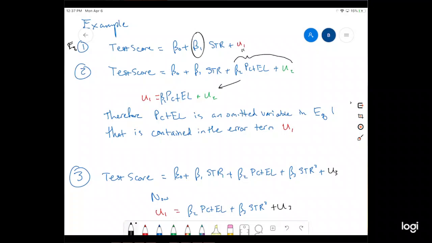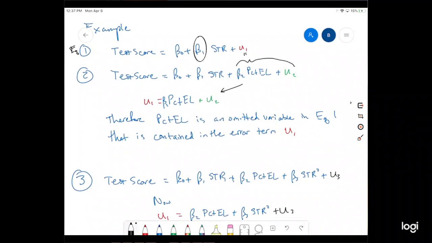So let's look at another example, model 3. We know that percent EL is an important variable, but here we're going to add student-teacher ratio squared to the model. So this is the same as adding student-teacher ratio times student-teacher ratio, or an interaction of student-teacher ratios with itself. Now we have the third error term, U3. So now let's look at what this does to the previous error terms.